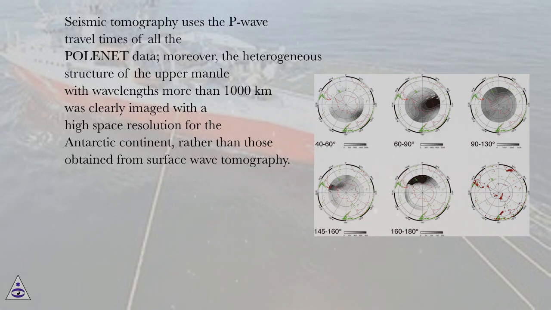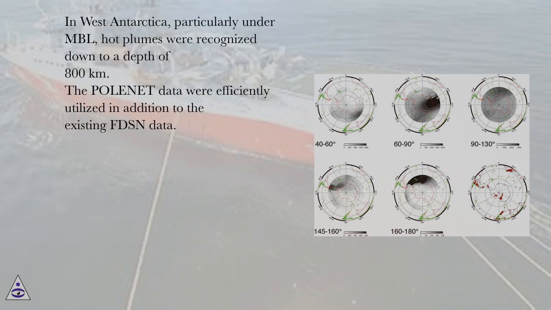Seismic tomography uses the P-wave travel times of all the POLENET data. Moreover, the heterogeneous structure of the upper mantle with wavelengths more than 1,000 km was clearly imaged with a high spatial resolution for the Antarctic continent, rather than those obtained from surface wave tomography. In West Antarctica, particularly under MBL, hot plumes were recognized down to a depth of 800 km. The POLENET data were efficiently utilized in addition to the existing FDSN data.